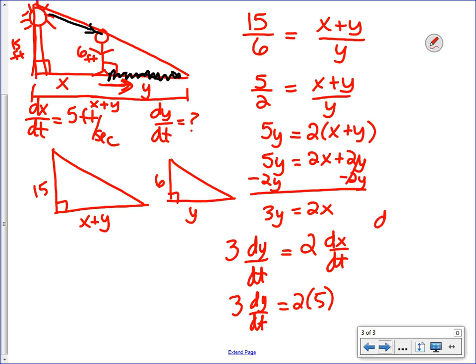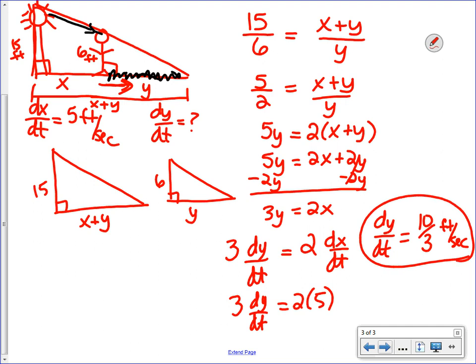And so if we solve for dy/dt, we're going to end up with 2 times 5 is 10, but then we would divide by 3. So we're going to get 10 over 3, and always include your unit of measure, so that would be feet per second. All right, so as the man is walking away from the lamppost, the shadow is increasing at a rate of 10 thirds feet per second.